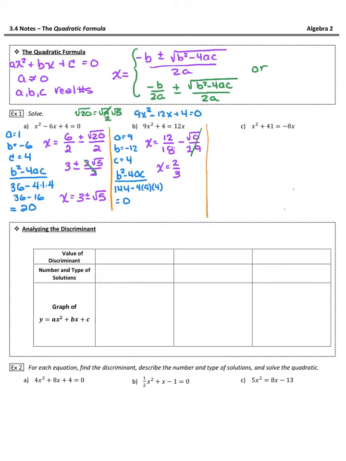All right, so we've seen when you get a nice positive number, you have a plus or minus. When you have the discriminant being 0, you end up with only opposite of b over 2a. And let's look at this last example.